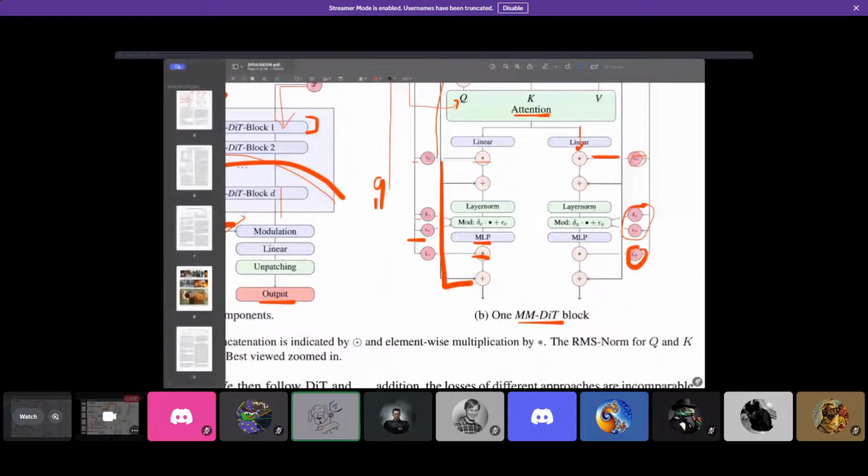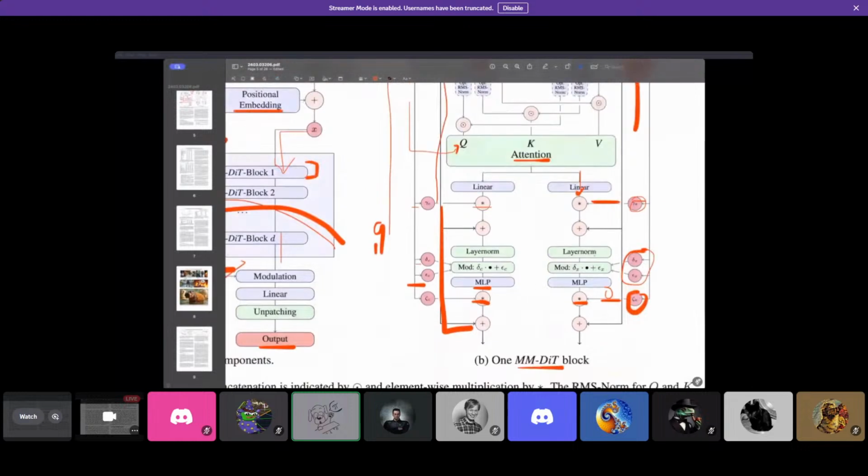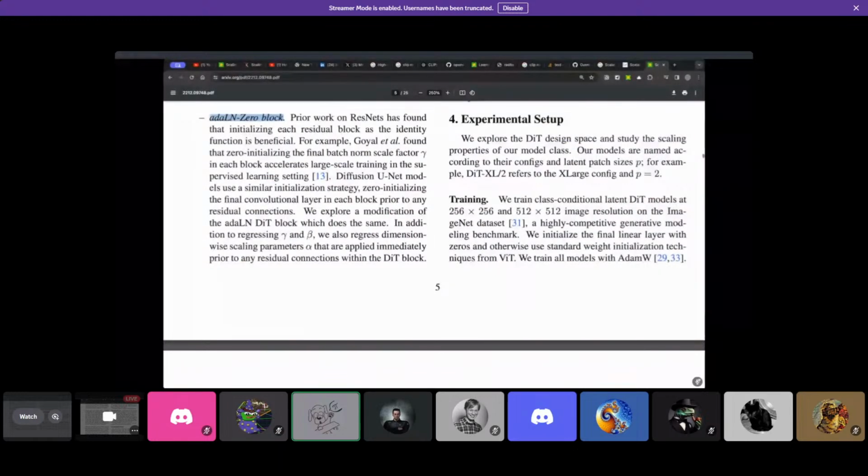And especially this here. If this here is 0, then, if I interpret and pattern match correctly, that should map to this ADA LN 0 block. So these two gating mechanisms are, I think, this thing right here.